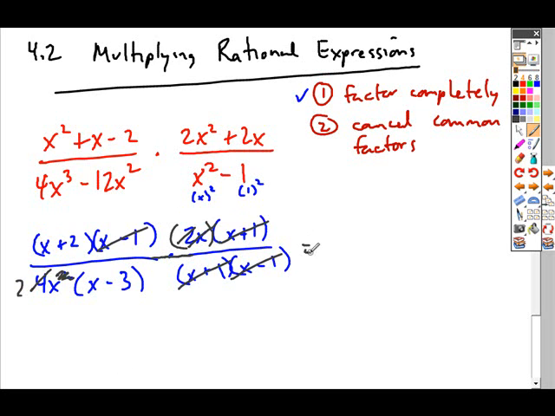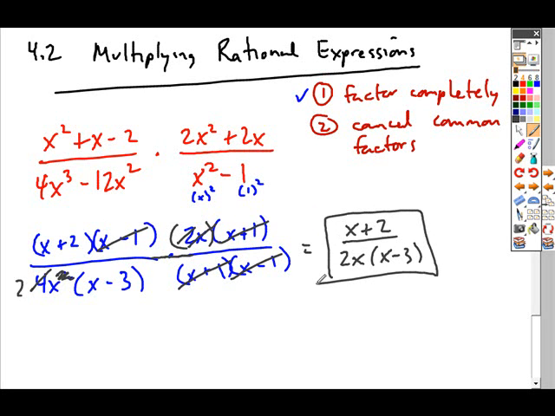So now we can simplify this, just multiply across the top. The only factor left is x plus 2. And then across the bottom, there's several factors, so we multiply them. The monomials first, 2 times x, and then the binomial, x minus 3. Okay, so the first part, when you cancel this, you simplify the fraction.